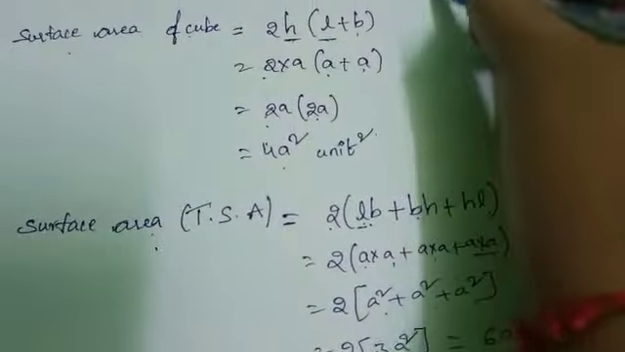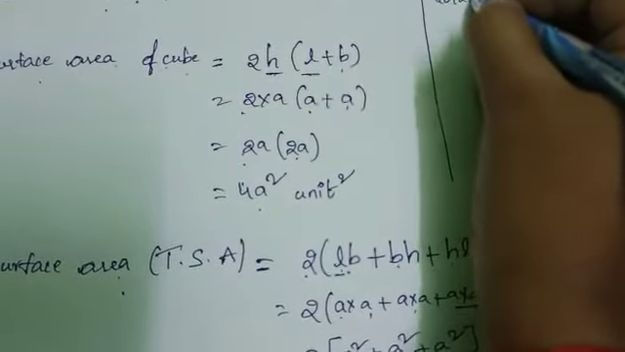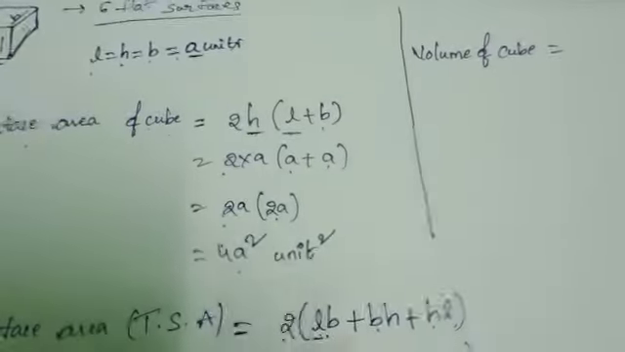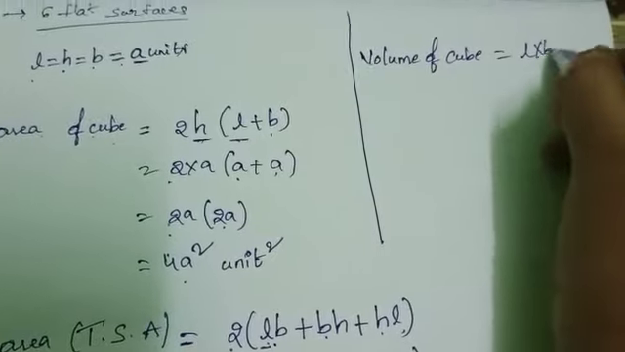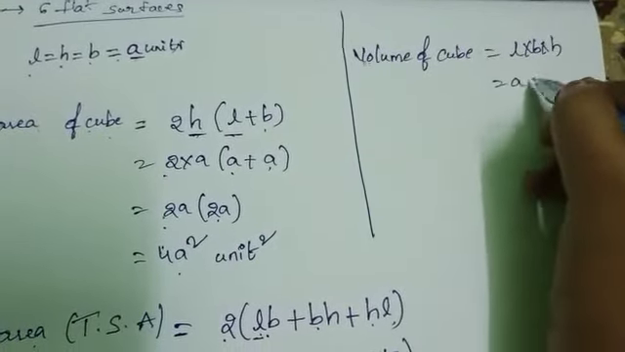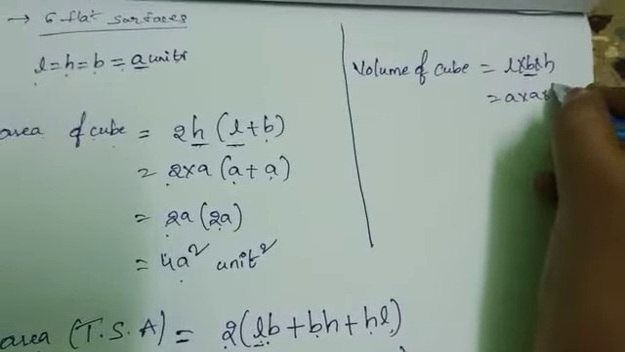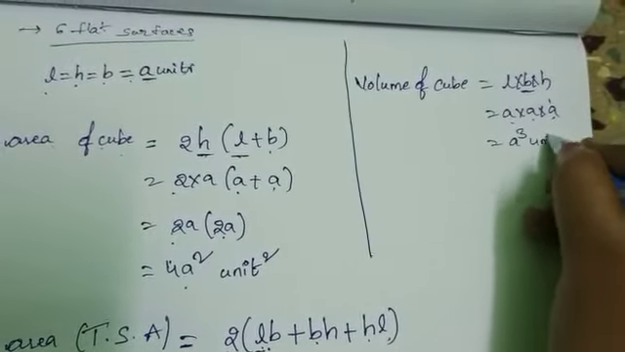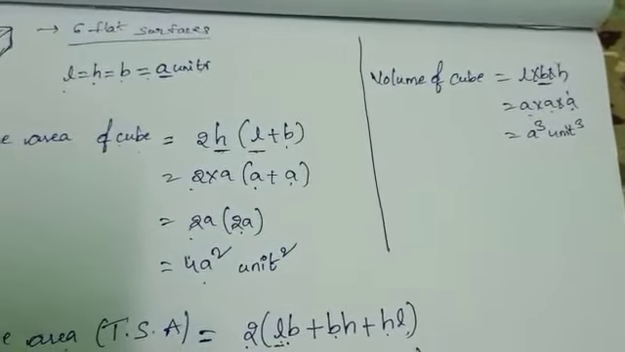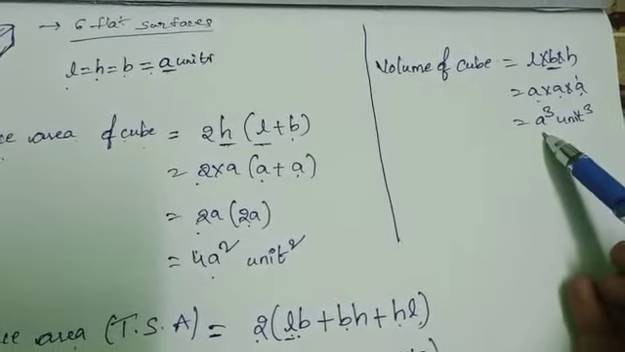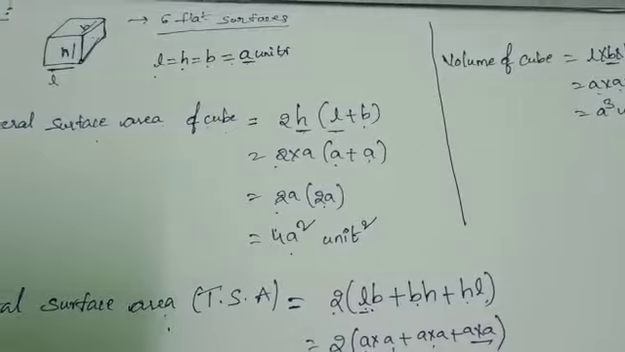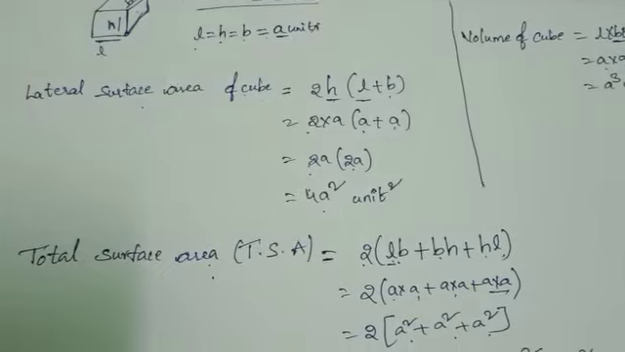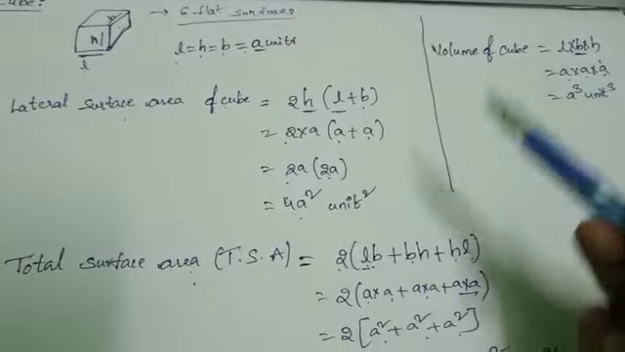Next, what is the volume of the cube? Volume of cube. What is the formula for volume of the cuboid? Length into breadth into height. So, L equal to A, B equal to A and H equal to A. A into A into A, A cube. So, units are unit cube. Therefore, volume of the cube equal to A cube. These are the formulas for cube.